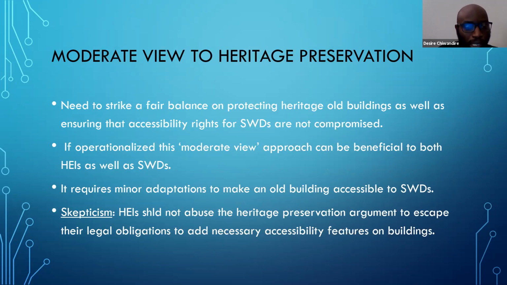So for these participants, they were talking about the need to strike a balance for protecting the heritage of old buildings, because some of them did say that they like the heritage of old buildings, the facade, but it's also important to ensure that the building could be made accessible to students with disabilities. So for these participants, they believe that if this approach were to be operationalized, it could benefit the university on the one hand by still maintaining the old structure, but at the same time making it accessible to students with disabilities.